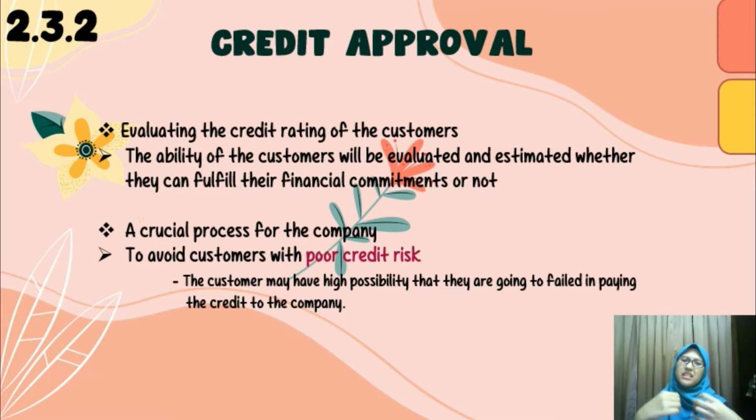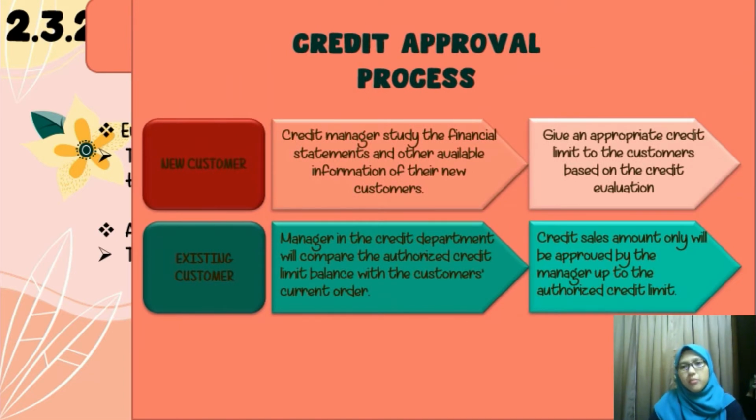So what does poor credit risk mean? So the poor credit risk means that the customer may have a high possibility that they are going to fail in paying the credit to the company. Okay, so the credit approval process is entrusted to an independent department under the sales department. Okay, now we look at the credit approval process.